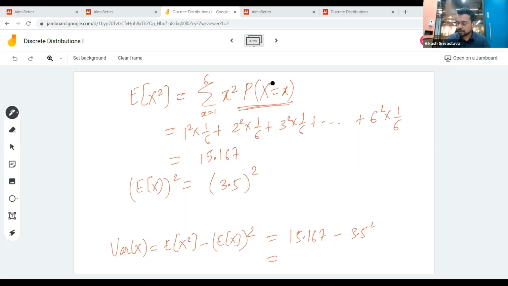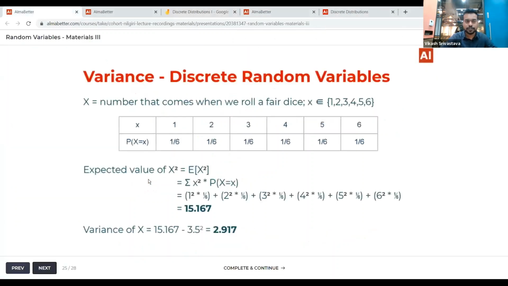So X squared is coming from whatever we have here. It totally makes sense, and in this way we can calculate the variance of X. I'm not sure what the value of this would be, but if someone has calculated it, they can tell me over the chat, or of course we can leave it. All right, this is how we can calculate the variance.